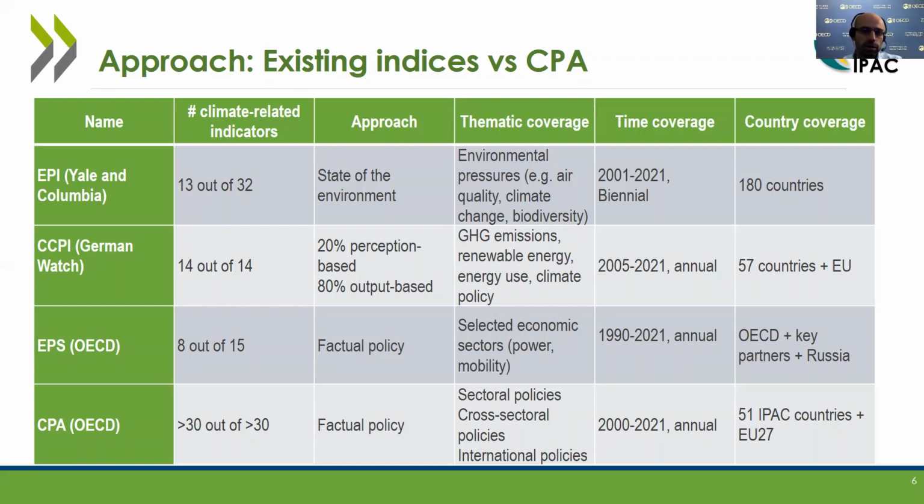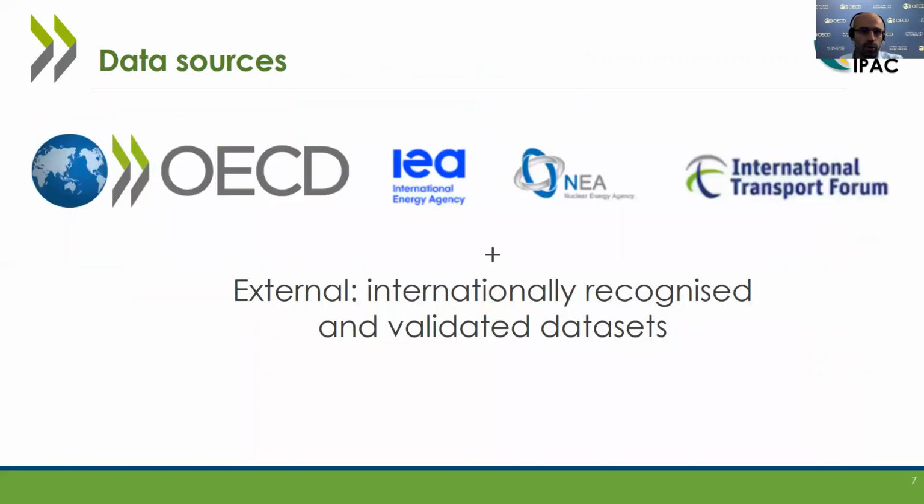So in contrast to the EPS, the CPA excludes non-climate environmental policies, but therefore it expands the measurement of climate policies towards more sectors and policy areas. And furthermore, it also goes clearly beyond carbon emissions and includes policies on non-CO2 emissions. So on the data sources, we source data from the OECD and its sister organizations, so the International Energy Agency, the Nuclear Energy Agency, and the International Transport Forum. And we also have external, internationally recognized and validated data sets.